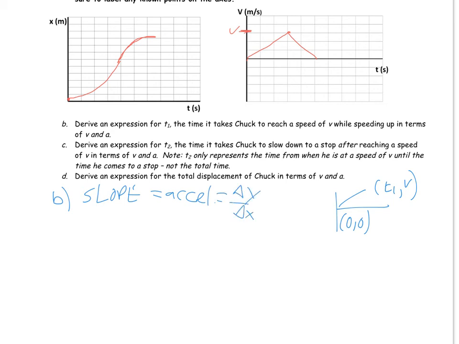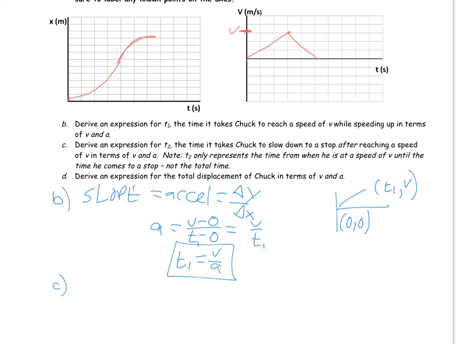that my acceleration, which is a, is equal to my change in y, v minus 0, over my change in x, which is t1 minus 0. And so I end up getting here that acceleration is v over t1. And when I solve for t1, I find that t1 is simply v over a.